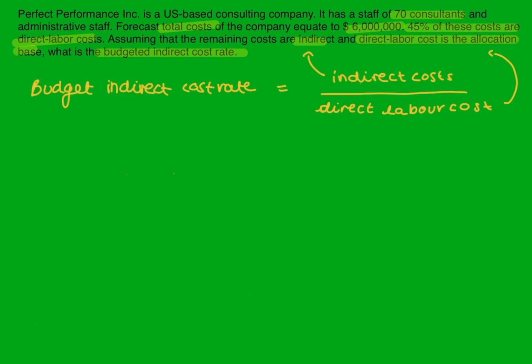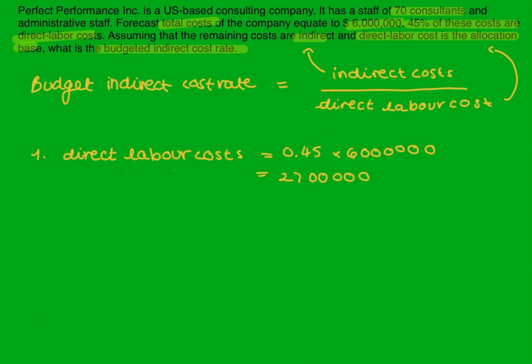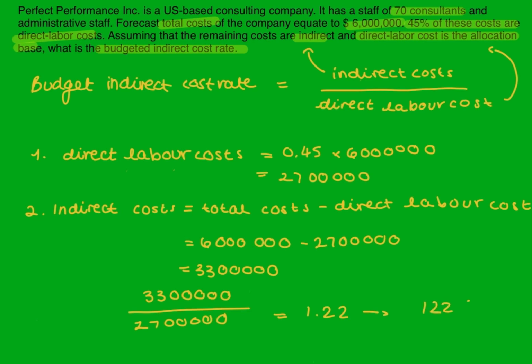So our direct labor costs are 45% of the total cost. So 0.45 times 6 million, which is equal to 2.7 million. Then our indirect costs are total costs minus our direct labor costs, because we've already found the direct labor costs and now we need to find the indirect costs. So 6 million minus 2.7 million is equal to 3.3 million. So in the end, our budgeted indirect cost rate is equal to 3.3 million divided by 2.7 million, which is equal to 1.22.